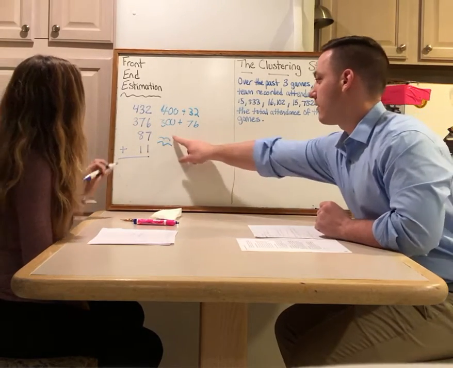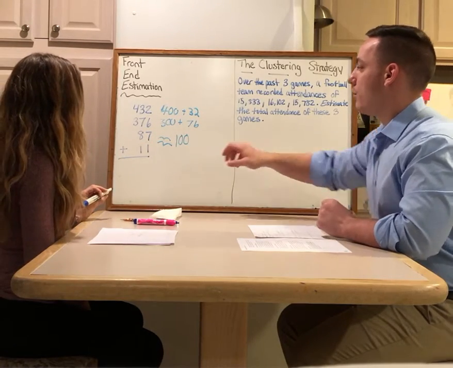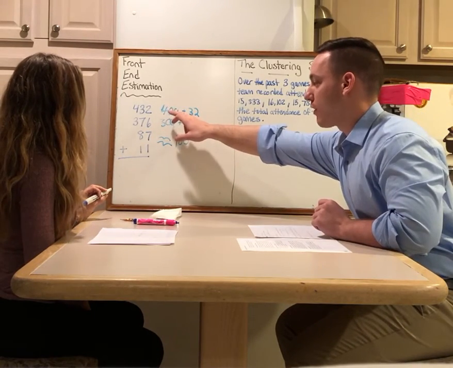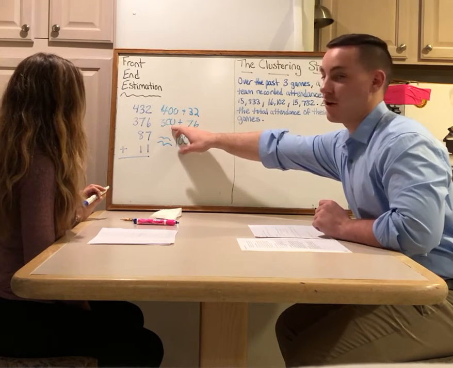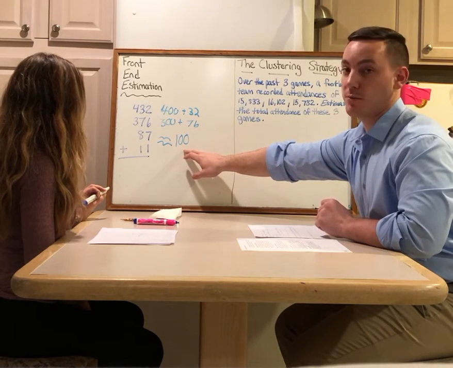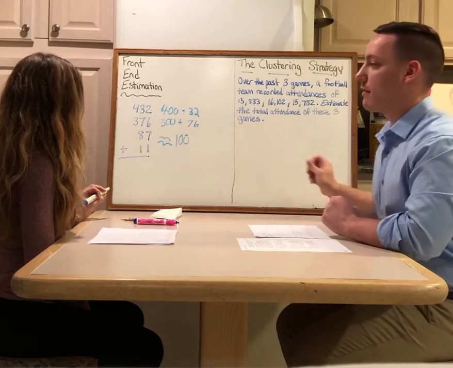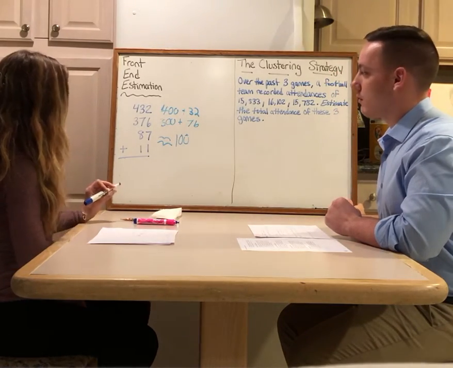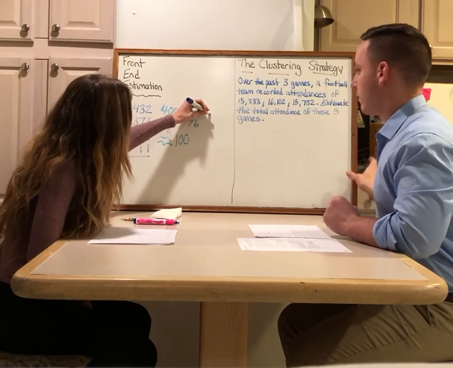And then 100. Okay. So now what we did was we noticed that we broke 432 into 400 plus 32 and 376 into 300 plus 76, and we estimated these two are about 100. So what do we notice about the numbers 32 and 76 that we have left? They equal about 100. Okay, so we're going to do the same thing. So we're going to draw that squiggle equal sign.